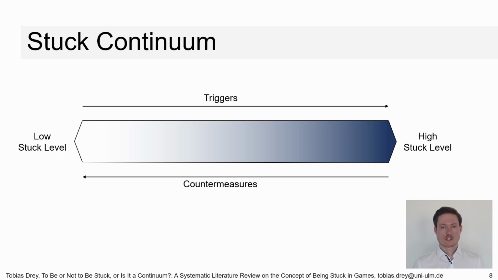We refer to causes that lead to an increase of the personal stuck level as triggers, and to approaches that reduce it as countermeasures. We use the term indicators for measures that are useful to determine the stuck level and detect changes. Indicators measure a subjective feeling of players that is directly linked to the feeling of being stuck and their stuck level. We visualize this relationship between triggers, indicators and countermeasures as a functional chain in our continuum.